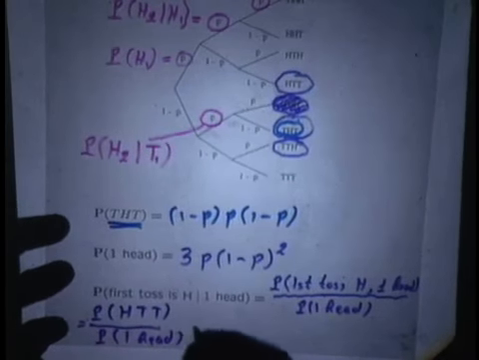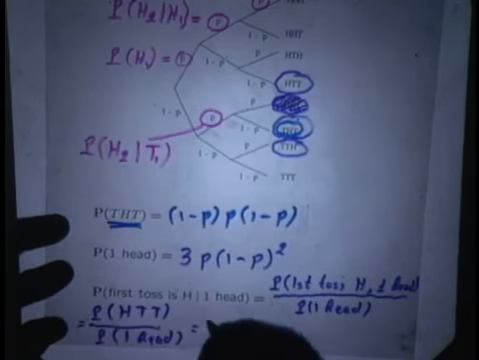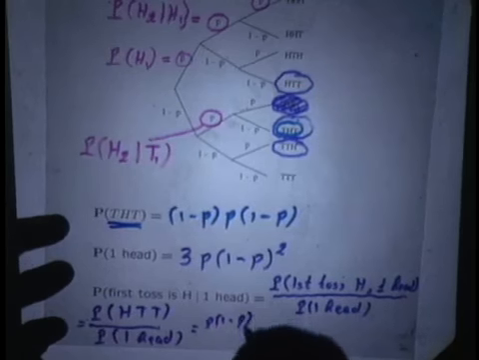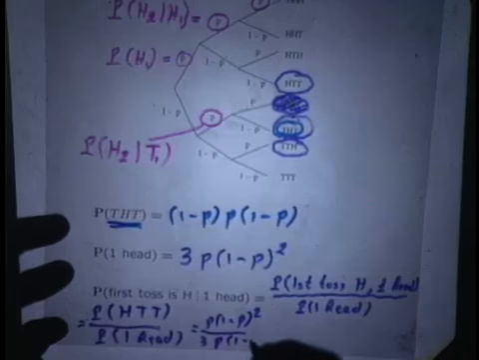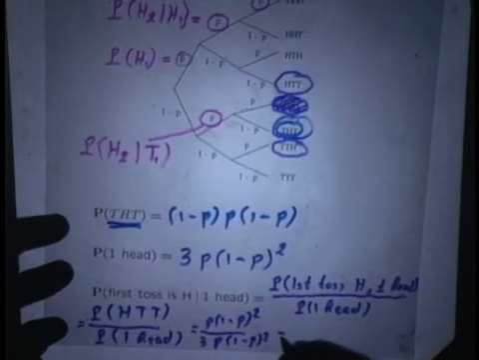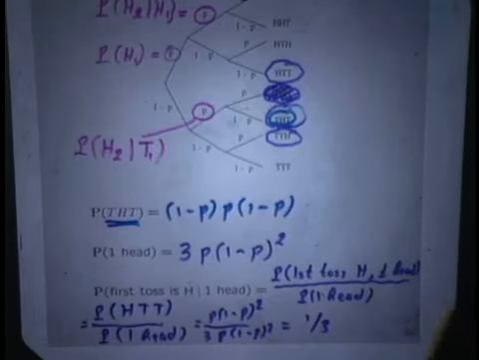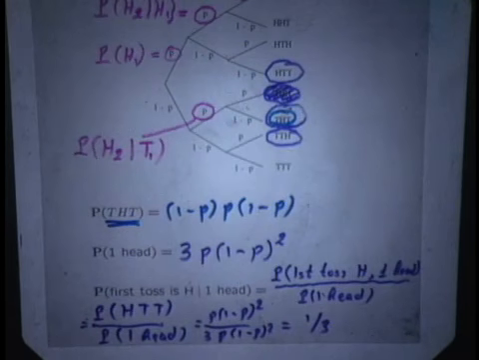And we know all these quantities. Probability of heads, tails, tails is p times 1 minus p squared. Probability of 1 head is 3 times p times 1 minus p squared. So the final answer is 1/3, which is what you should have guessed on intuitive grounds.